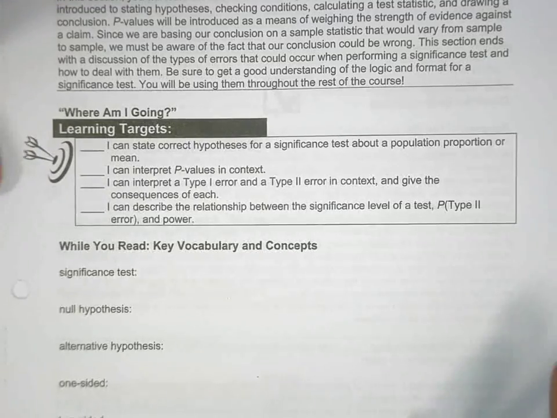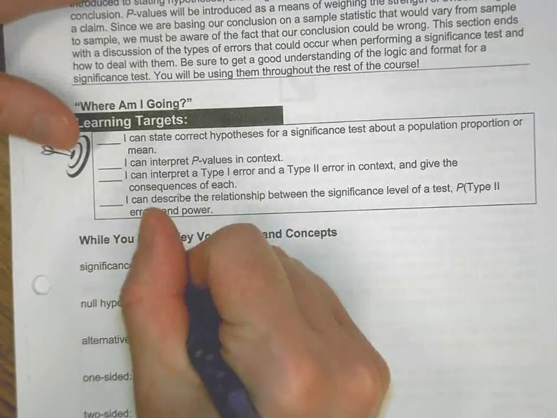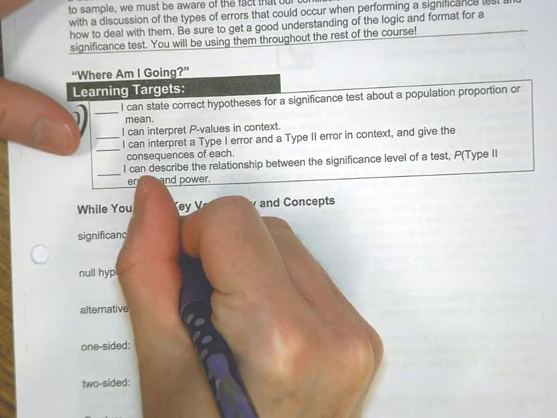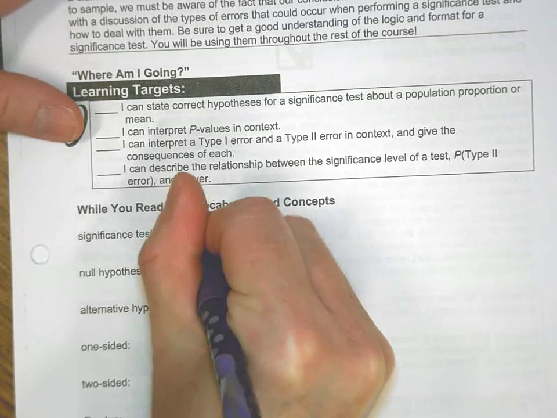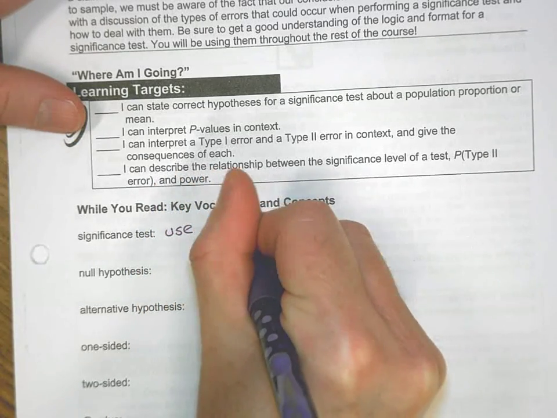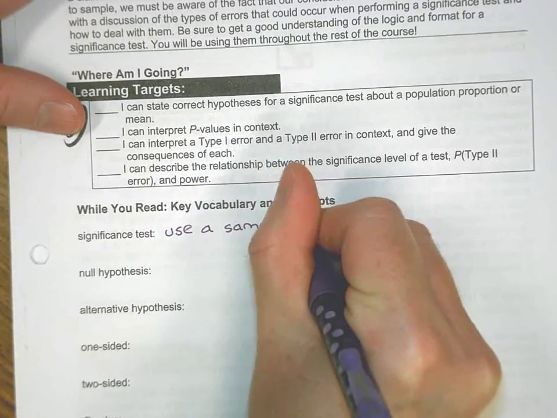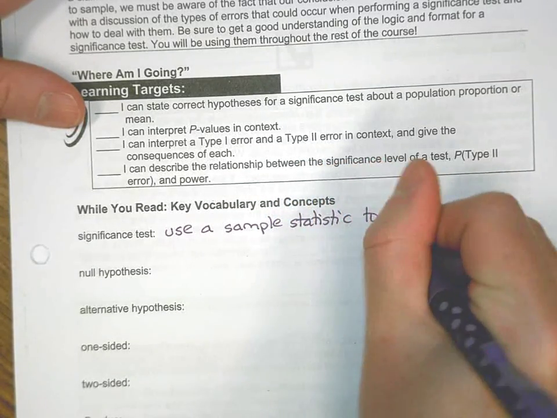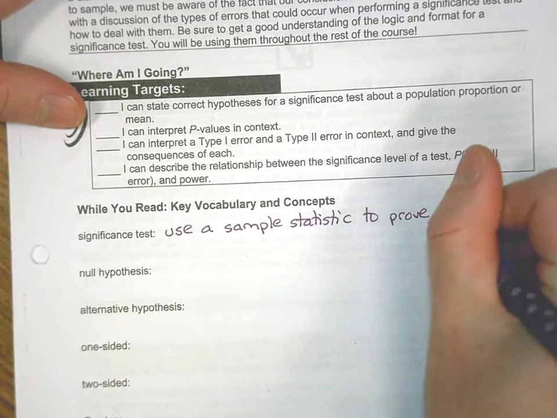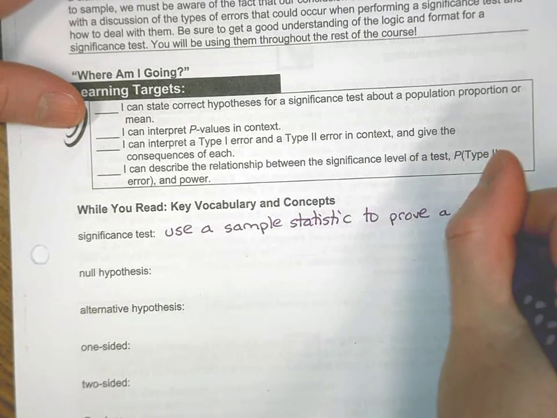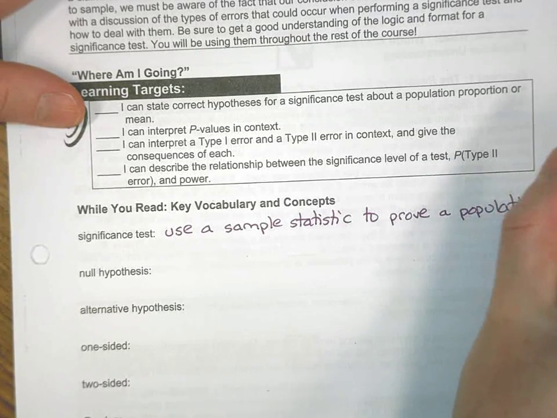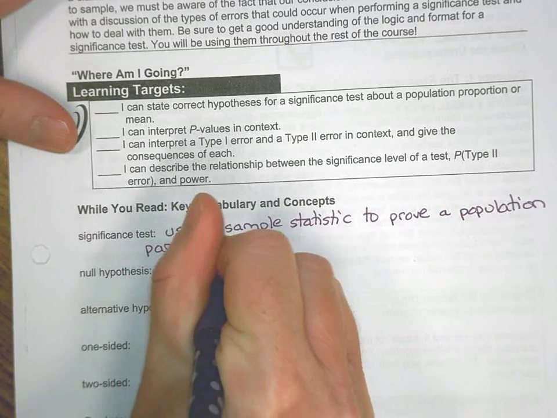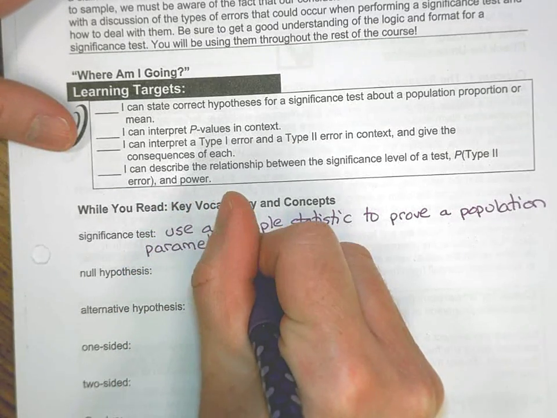A significance test, here's vocabulary concepts. Basically, you'll do a significance test when you want to use a sample statistic to prove a population parameter is wrong.